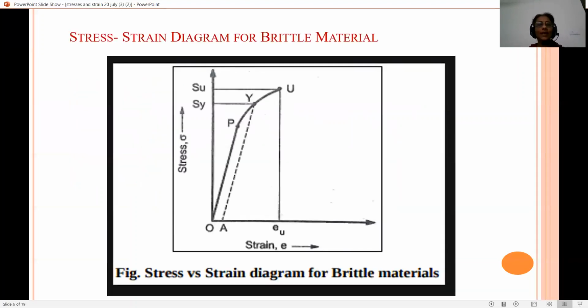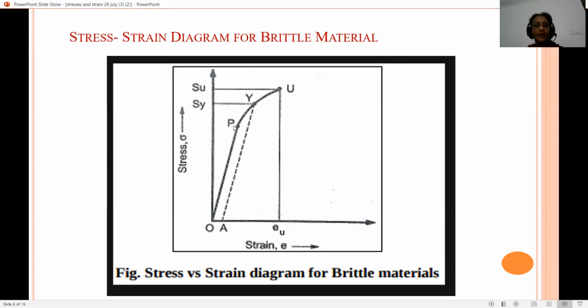Now this is a stress strain diagram for brittle material. Brittle means cast iron. So here when stress is plotted versus strain, we can see that up to point P, when load is applied, stress is directly proportional to strain. So this point P is known as proportionality limit.